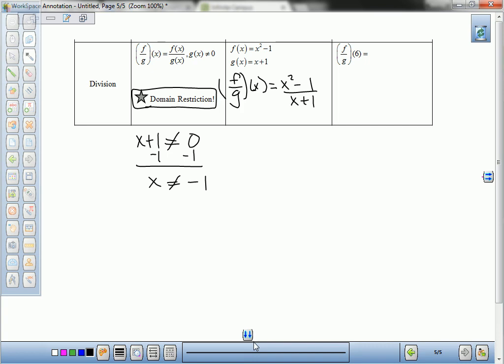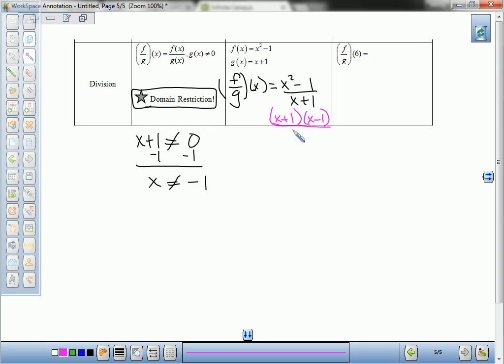Because if x were negative 1, it would be undefined at this point. So many times when we do division, we just write the numerator over the denominator and then find that restriction. It's a two-part answer. You must have both parts to get it right. Okay? But in this case, do you see that numerator factors? What does this numerator factor to? X plus 1 times x minus 1.